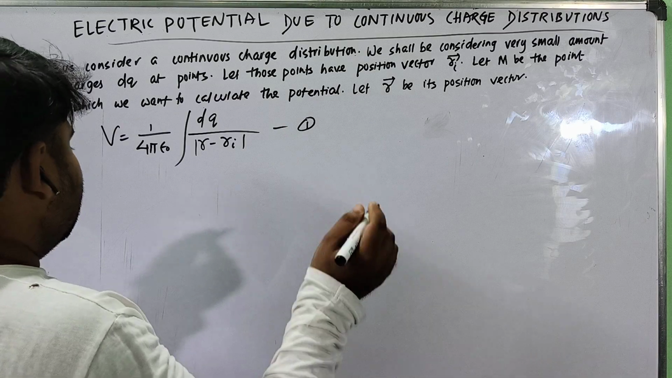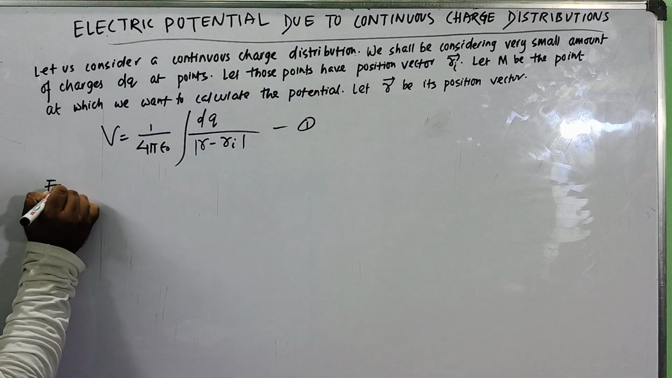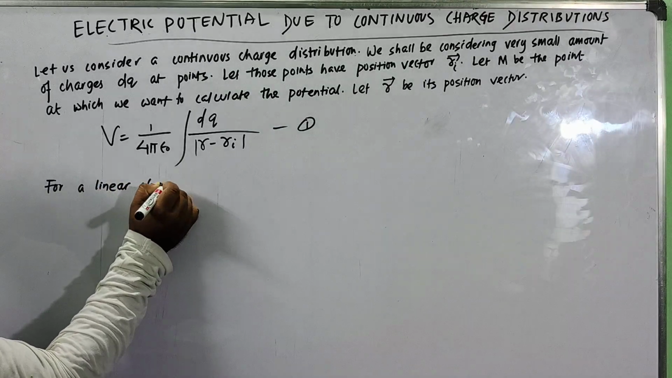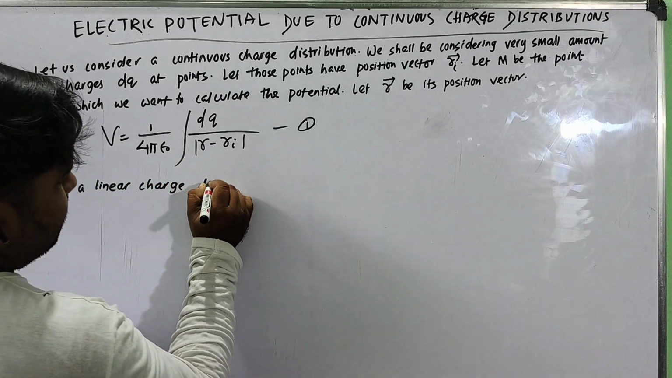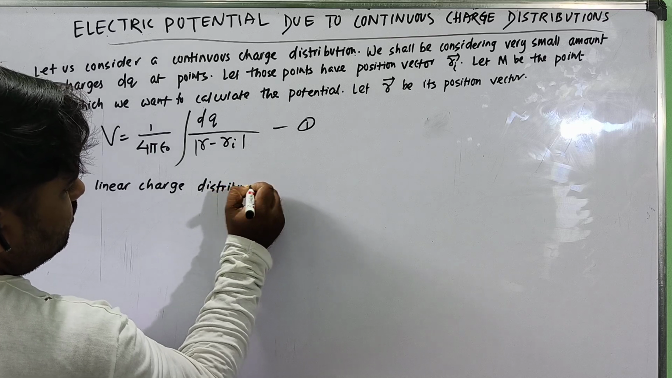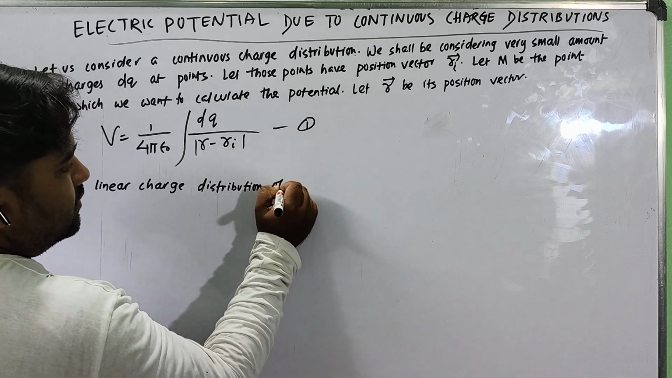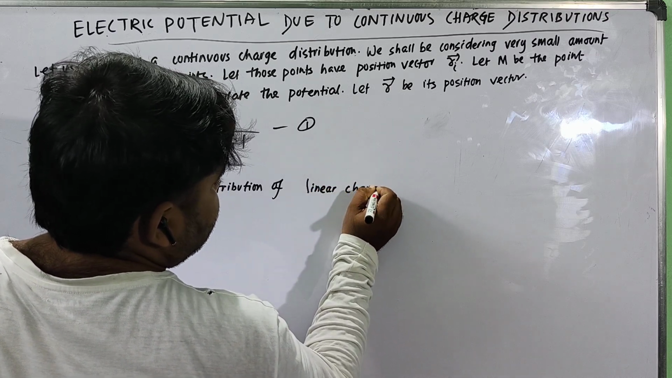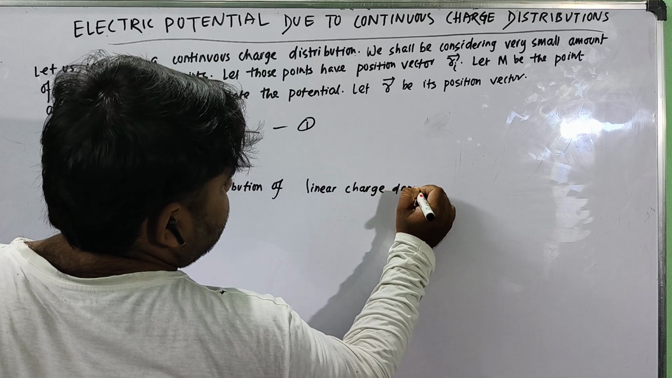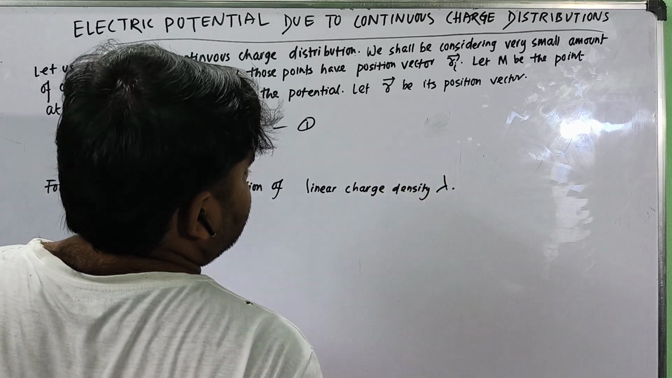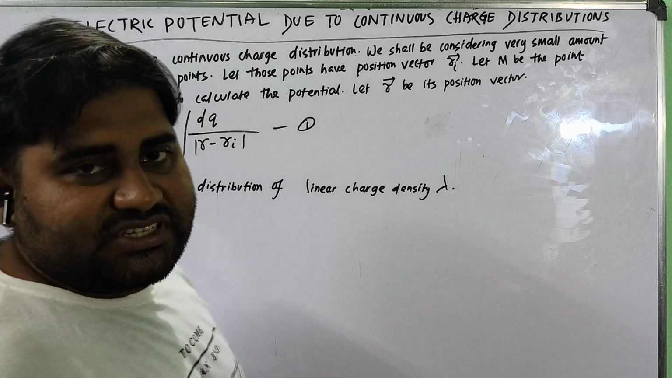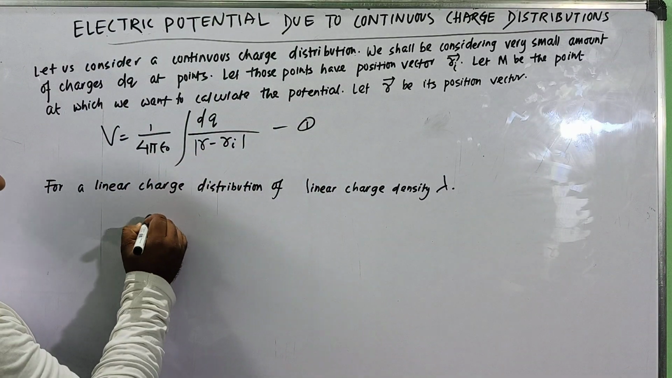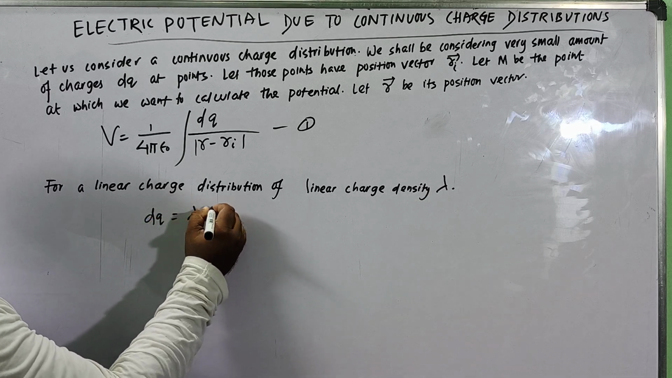Now, for a linear charge distribution of linear charge density lambda, what is the amount of charge in that? You as well know that dq is equal to lambda dl.